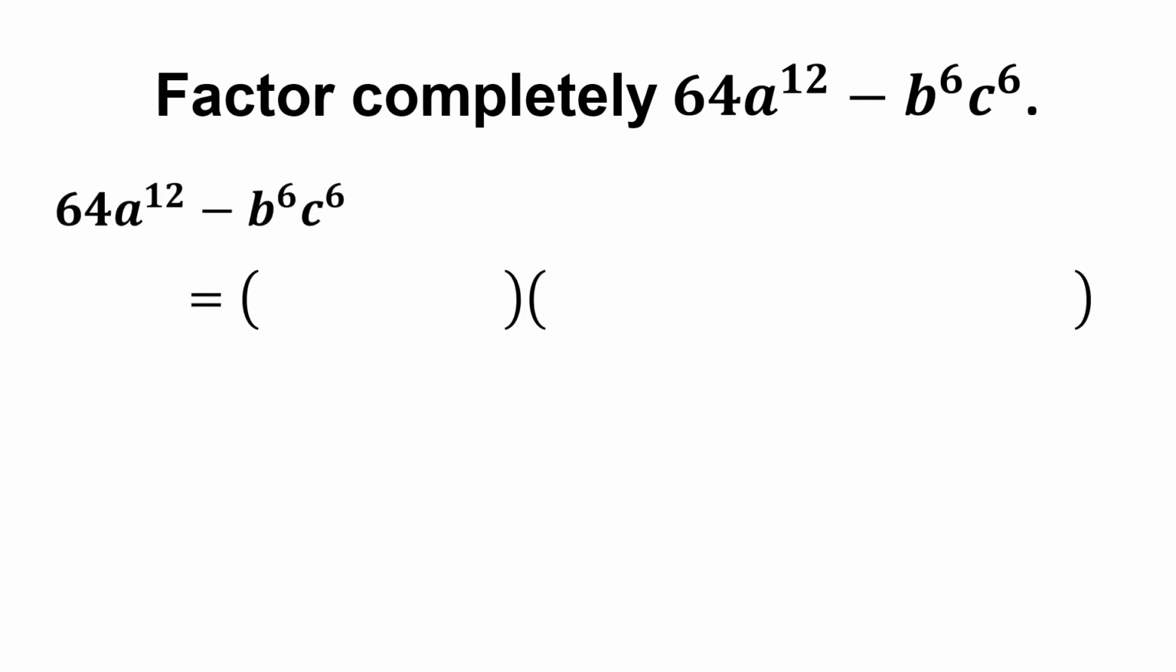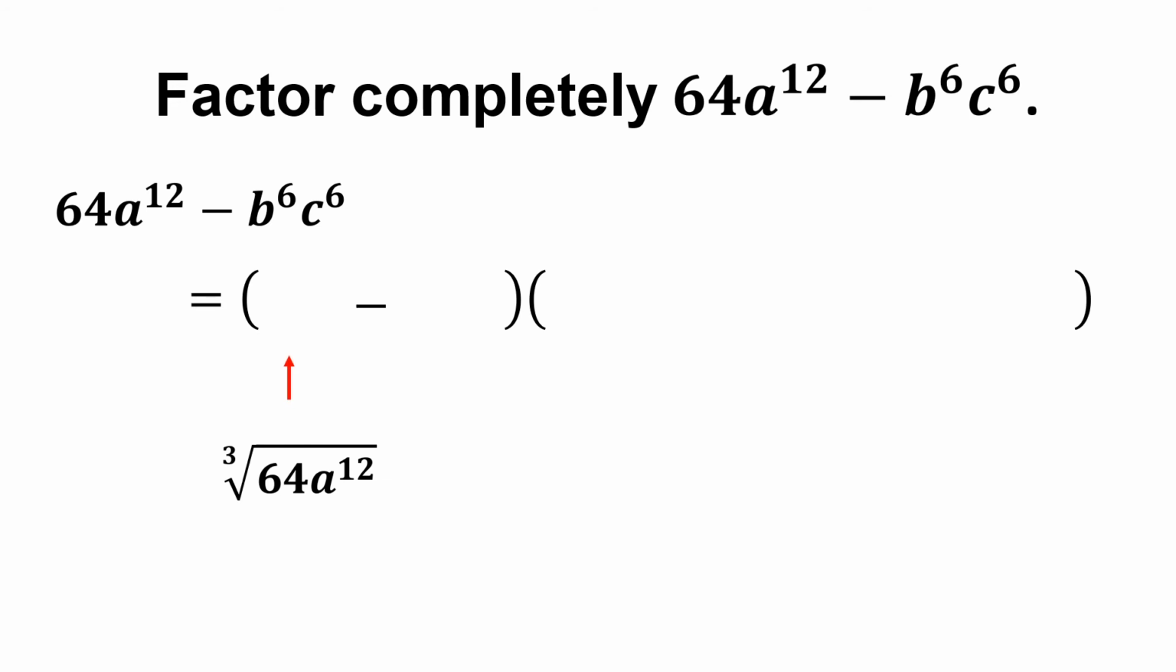Let's discuss this last example. Factor completely 64a to the 12 minus b to the 6 c to the 6. Iporma natin ang binomial at trinomial factors. At dahil subtraction ng cubes, subtraction din ang binomial. Take the cube root of the terms 64a to the 12 and b to the 6 c to the 6 to form the binomial factor.